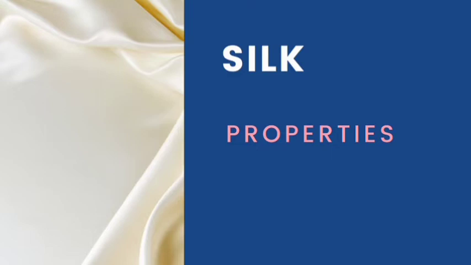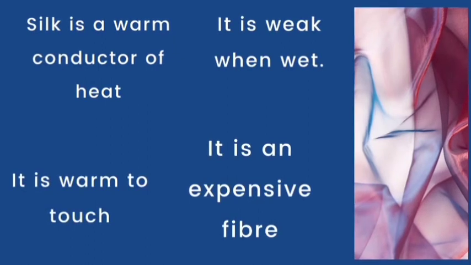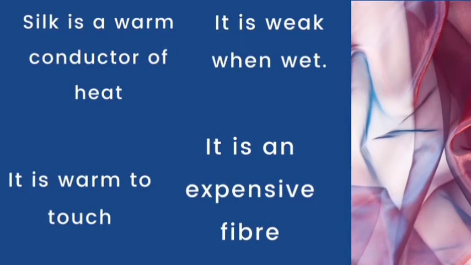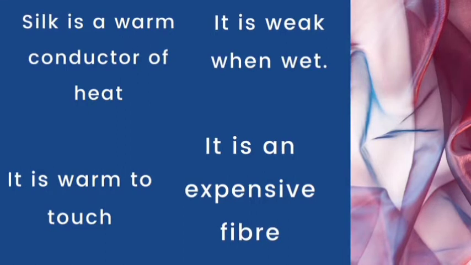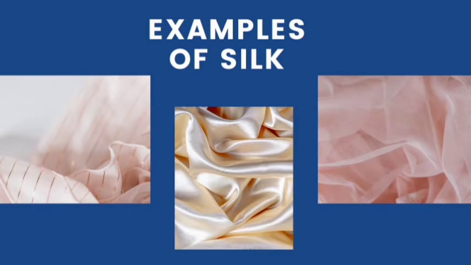Okay, so now what are the properties of silk? 1. It gives a smell of burning feathers when burnt. Silk is a non-conductor of heat. It is weak when wet. It is an expensive fiber because of the number of silkworm required to produce 1 kg of silk. It is warm to touch. Examples of silk fibers are your chiffon, your lace, your satin, your taffeta, your net, etc.